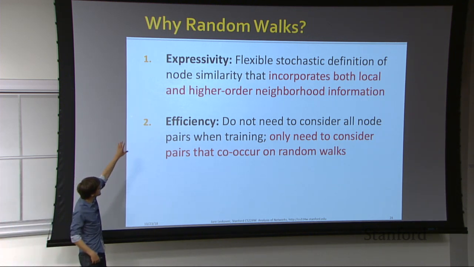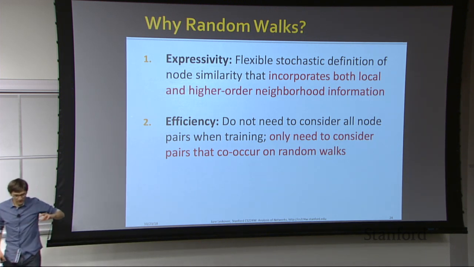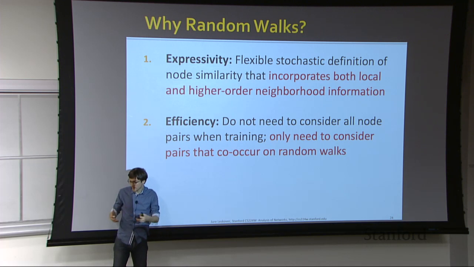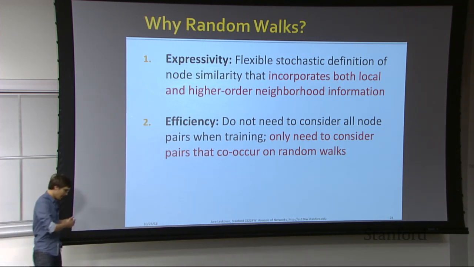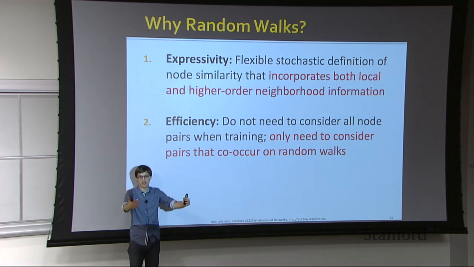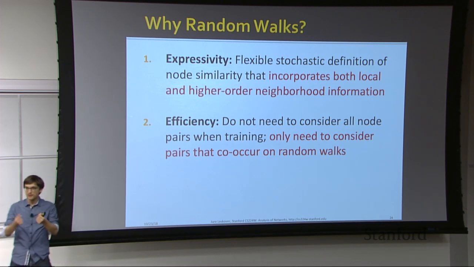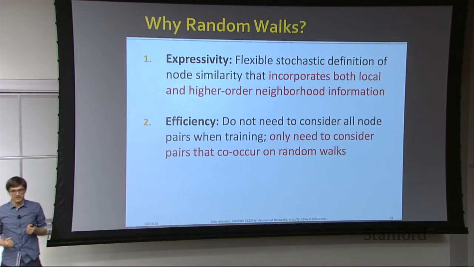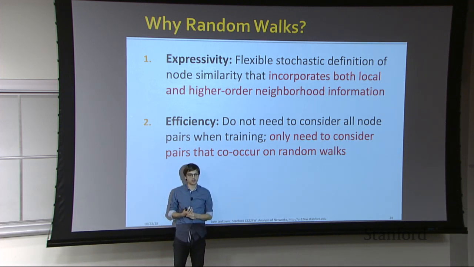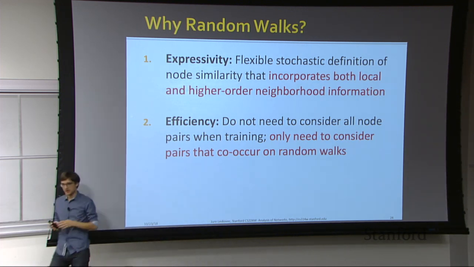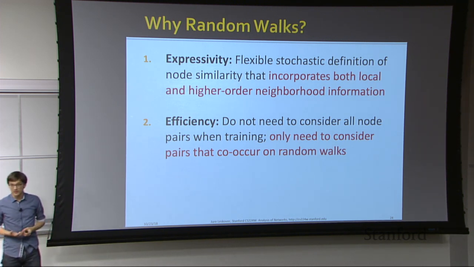Exactly your question. The first thing is that now you have this flexible stochastic definition of node similarity that both incorporates local but also higher order neighborhood information. It incorporates a lot of the network through this random walk mechanism. And the second thing is you don't need to specify similarities between all pairs of nodes while training. You only need to consider pairs that co-occur on random walks. So in some sense, you can simulate these random walks, get your training data, and then estimate the coordinates.